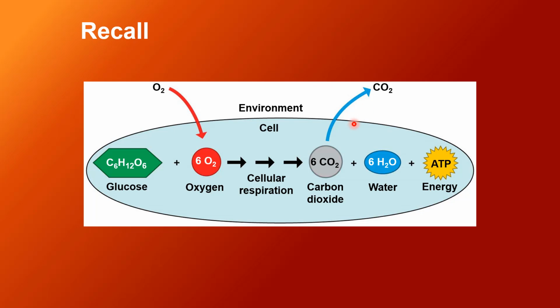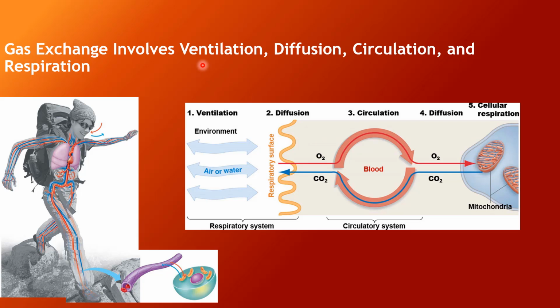These respiratory gases need to move according to diffusion. So gas exchange involves ventilation, diffusion, circulation, and respiration. Ventilation is the exchange of gases. Oxygen is inhaled, carbon dioxide is exhaled. So the respiratory system takes care of ventilation. Oxygen that is inhaled will cross the respiratory surface, the respiratory membrane, and be picked up by our red blood cells in our circulatory system.